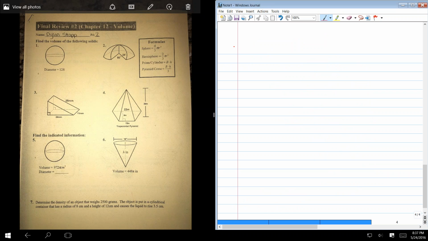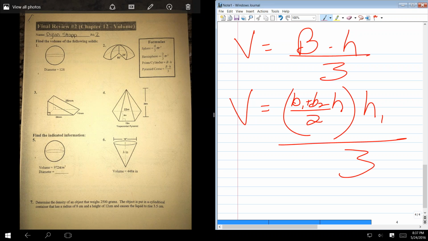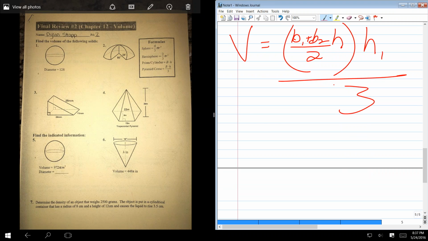Similar problem. What's the general equation? For number 4 it would be base times height divided by 3. And the base, what's the equation for the base? So it'd be volume is equal to base 1 plus base 2 times height divided by 2. And again, that's not the same height. So I'm going to call that H1. So that's our equation. It's nice to start with the general equation and then fill in everything and solve the equation.